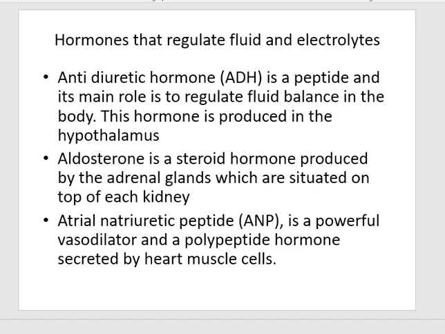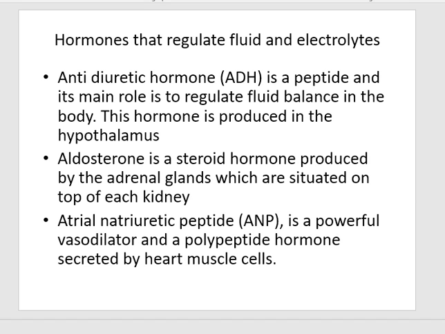Hormones that regulate fluid and electrolytes are mainly three, but other hormones also have some effect on the electrolytes and fluid. Anti-diuretic hormone is a peptide and has its main role to regulate fluid balance in the body. This hormone is produced in the hypothalamus.